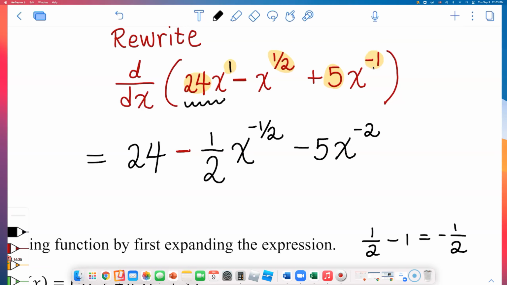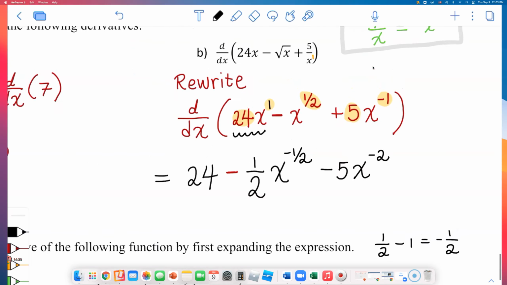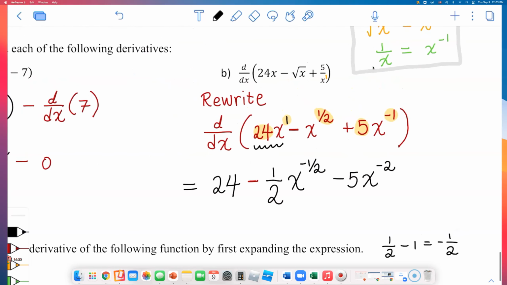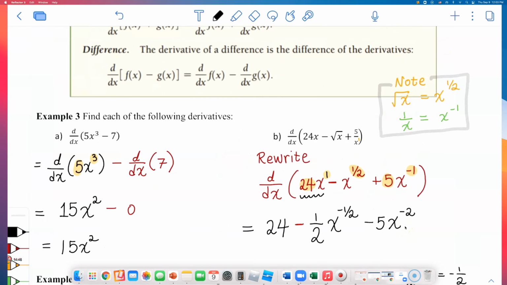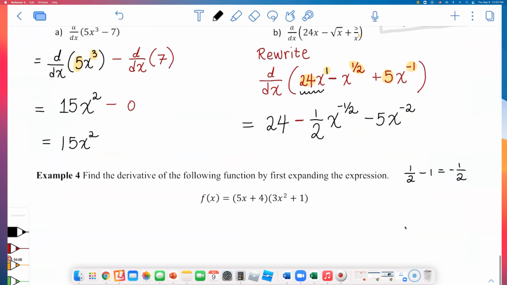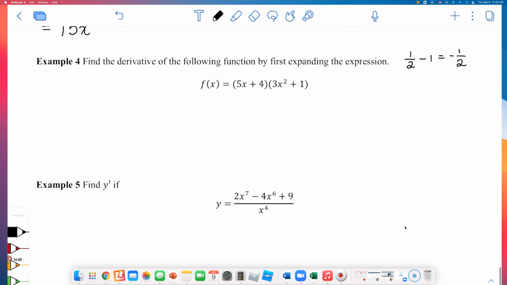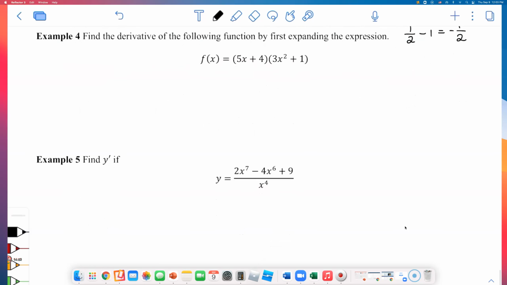Wow, this one was the most challenging, because not only that we had to know about the power rule, but we needed to know how to rewrite a radical and a rational expression into an exponential form in order to apply those power rule, okay? So that is it for this video. I'm gonna come back and show you example 4 and 5 in separate videos, okay?